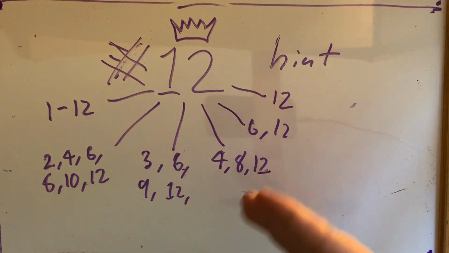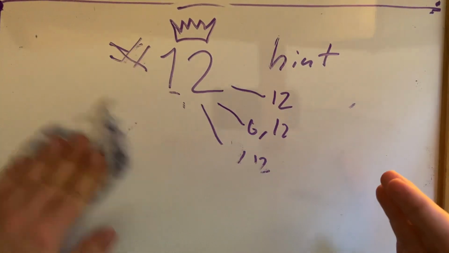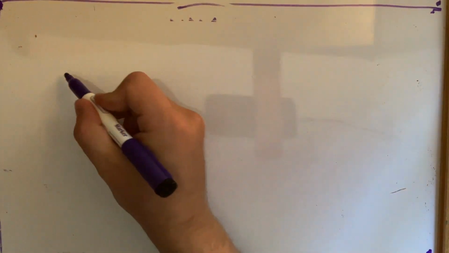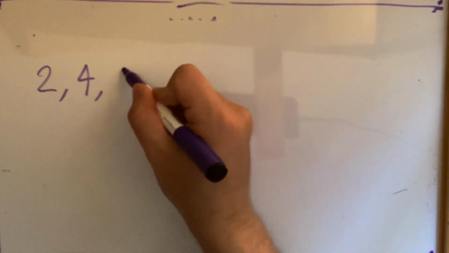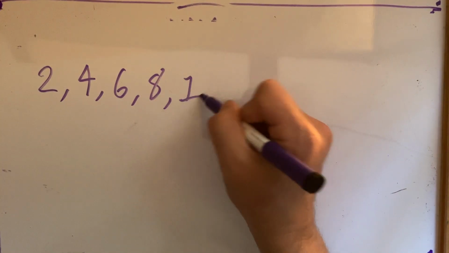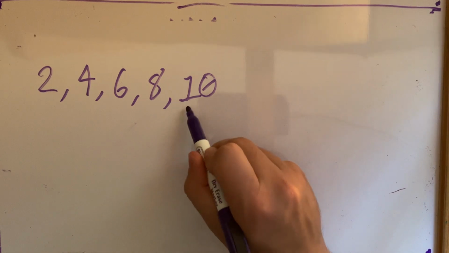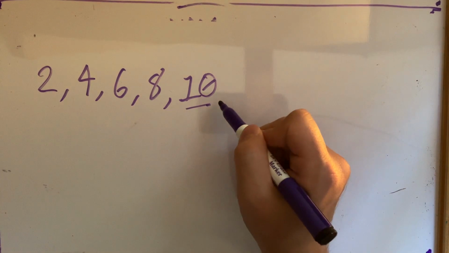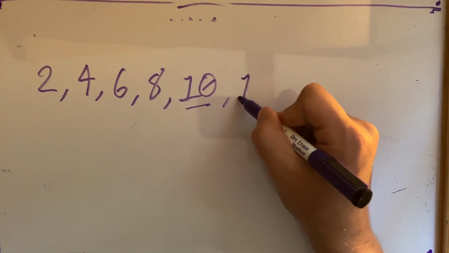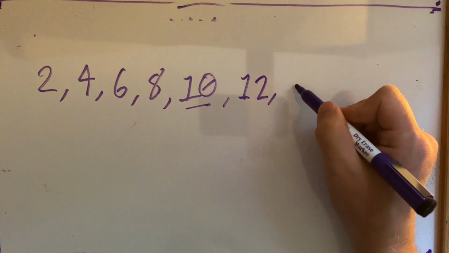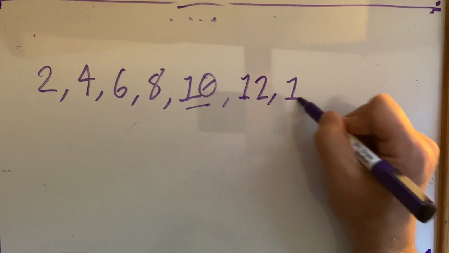And if you still aren't getting it, think about this. Multiples of 2: 2, 4, 6, 8, 10. Now what do you notice here? We have 10 because 2 goes into 10 5 times. But then the pattern starts all over again. It's a constant pattern.